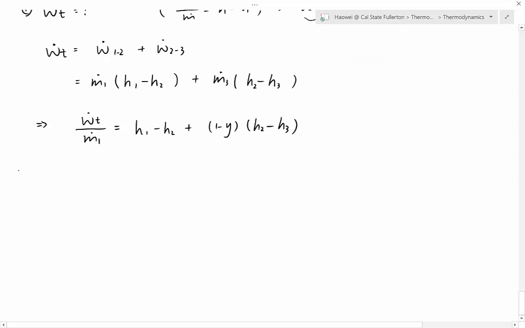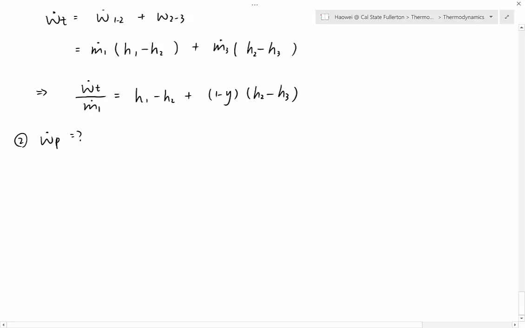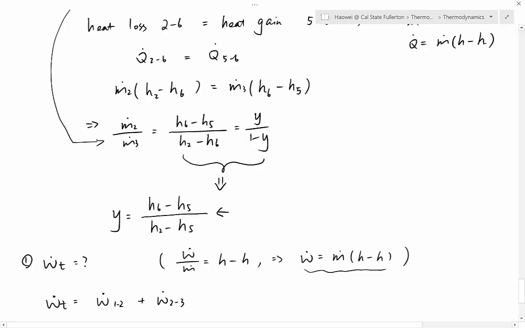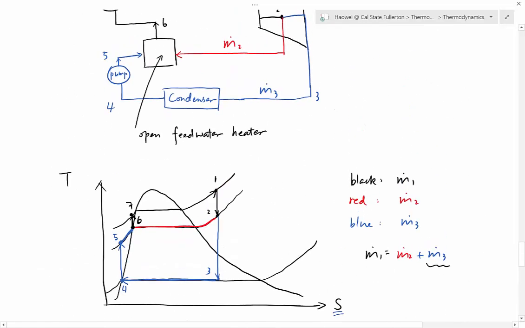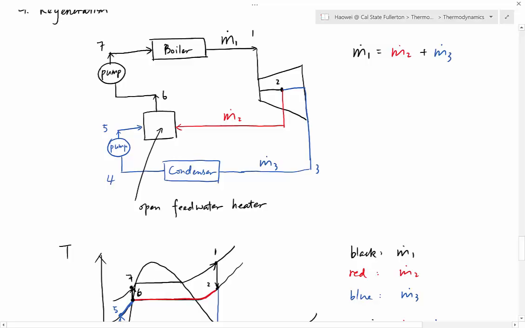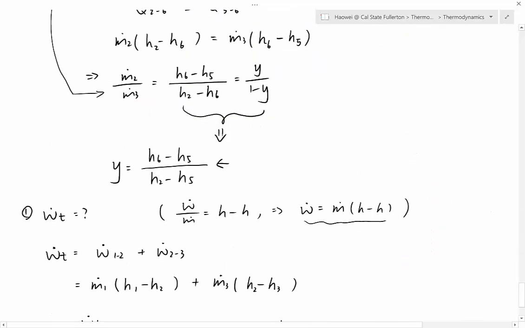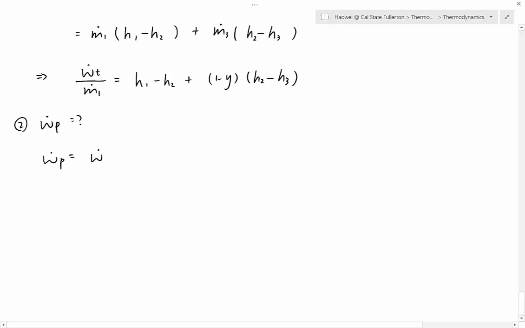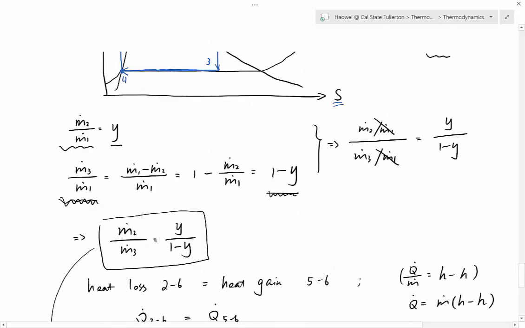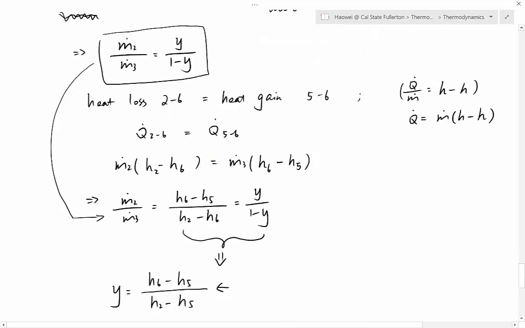Next one, how much work will be consumed? W dot pump. Okay, so here we have to take a look because we have two pumps. The first pump is 4 to 5, and the second pump is 6 to 7. W dot 4 to 5 plus the second pump 6 to 7. And now let's rewrite each one of them. What is the mass flow rate of 4 to 5? 4 to 5 is in color blue, so the mass flow rate is m dot 3.